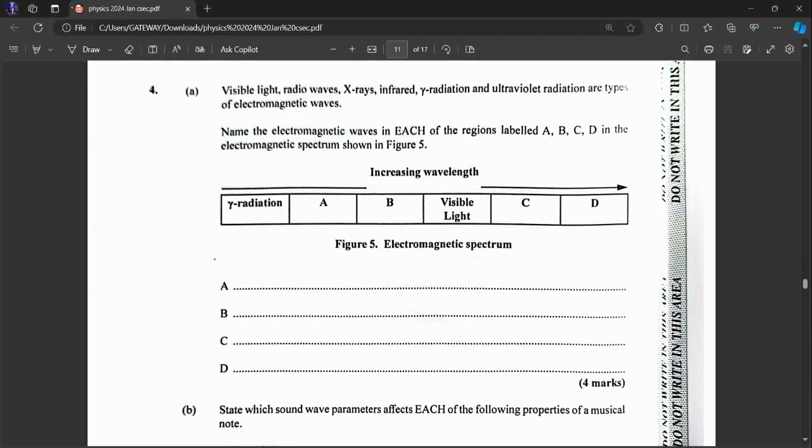Okay, so we're going on to question 4 here now. They say visible light, radio waves, X-rays, infrared, gamma radiation, and ultraviolet radiation are types of electromagnetic radiation waves, or electromagnetic waves. Right? So they give you 1, 2, 3, 4, 5, 6. Now they say name the electromagnetic waves in each of the regions labeled A, B, C, D in the electromagnetic spectrum as shown.